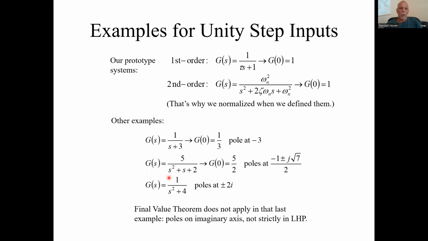This guy has poles exactly on the imaginary axis. That does not qualify. That is not strictly in the left half plane. It's on the imaginary axis. So we can't apply the final value theorem for this guy.